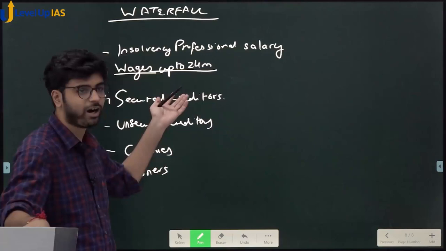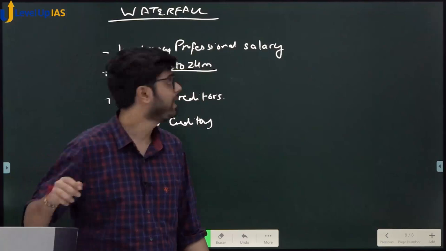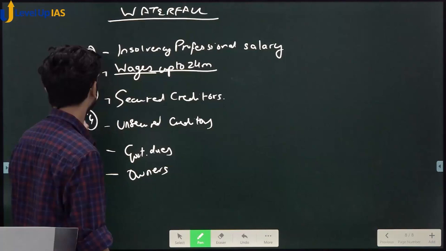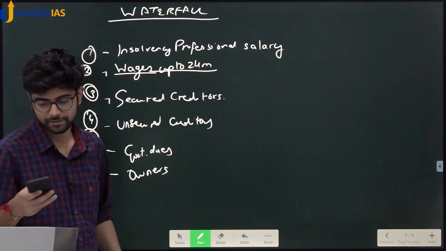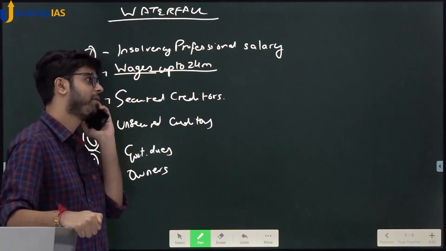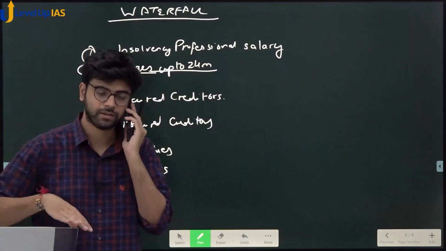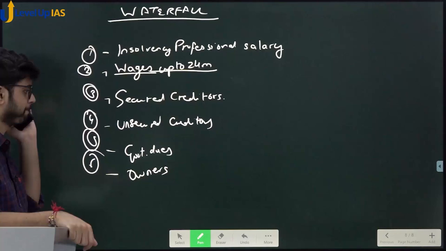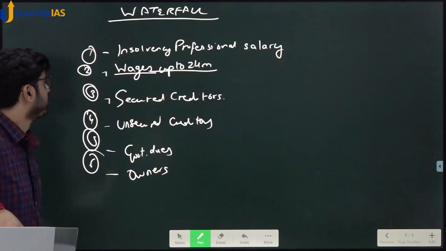But first, obviously, it will go to him. Then you have to memorize this. This is 1, this is 2, this is 3, this is 4, this is 5, this is 6. Theek hai? Please memorize this.